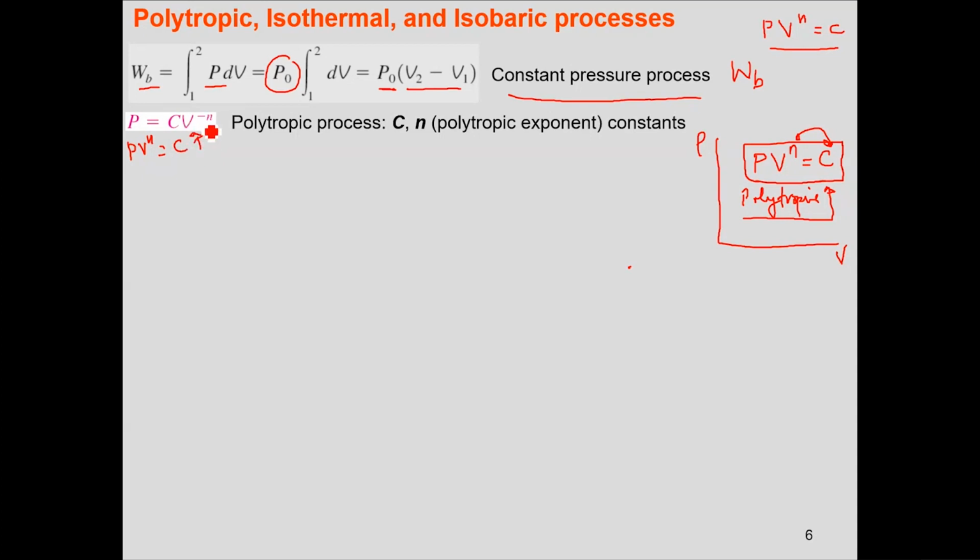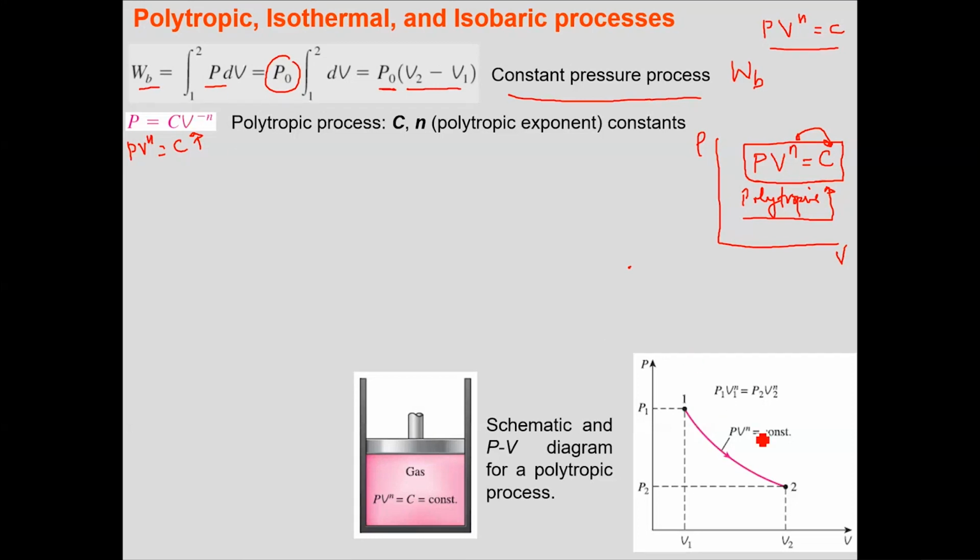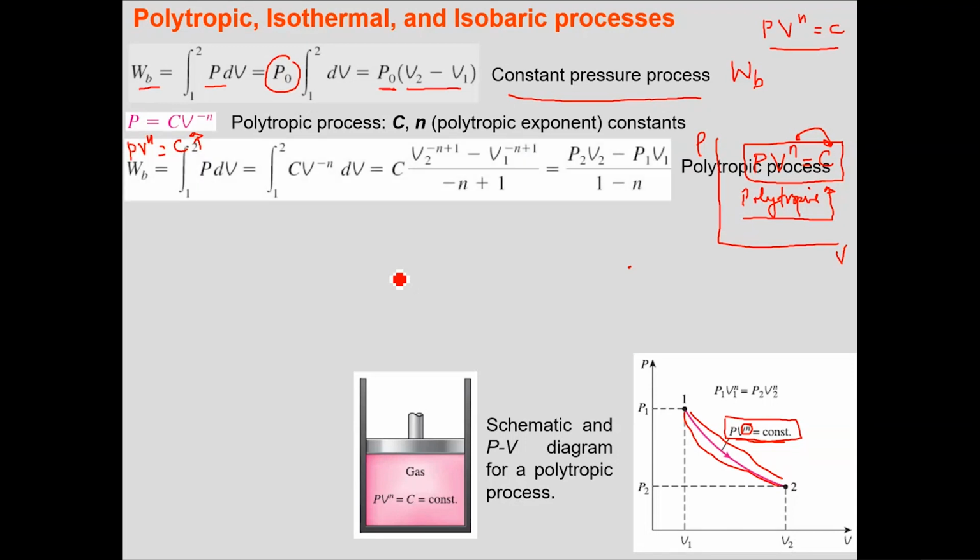If you take V on the other side, it would be P equals CV to the power minus n. So in case of a polytropic process for a gas, PV to the power n is equal to constant. If you change the value of n, the shape of the curve would change, but generally the expansion follows this relationship. So if you have a polytropic process, what is the boundary work done? For a polytropic process, the boundary work done is calculated using this expression. How do you get to it?